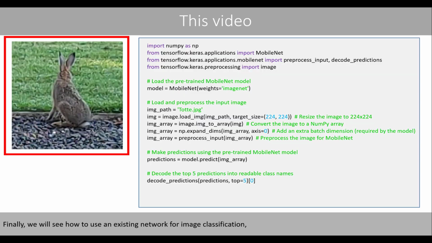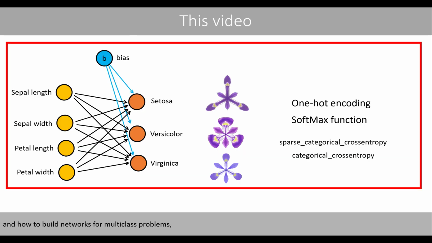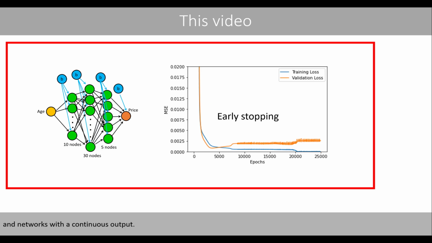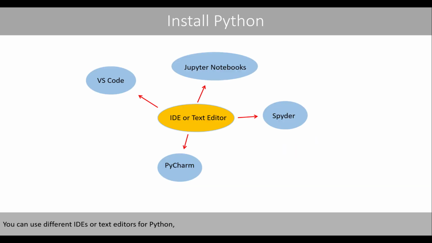Finally, we'll see how to use an existing network for image classification and how to build networks for multiclass problems and networks with a continuous output.